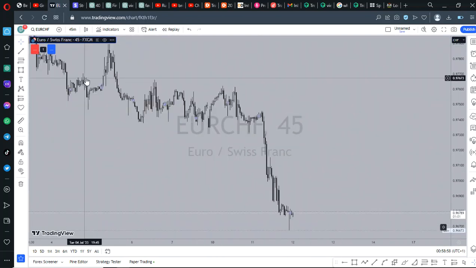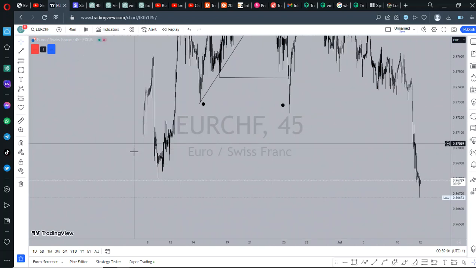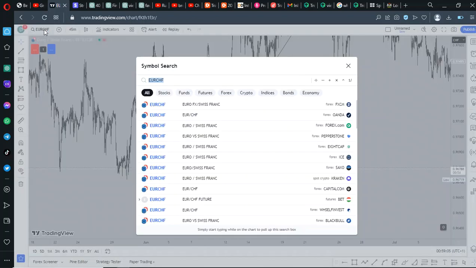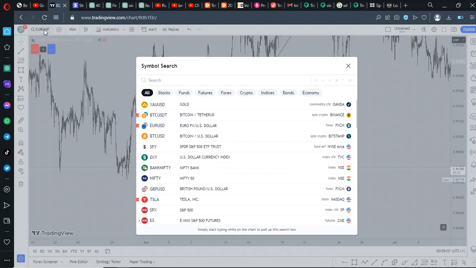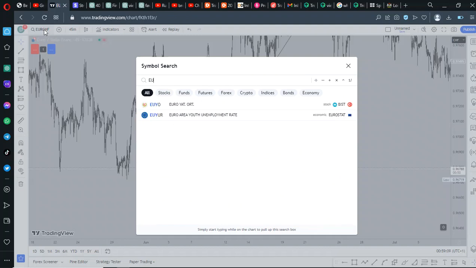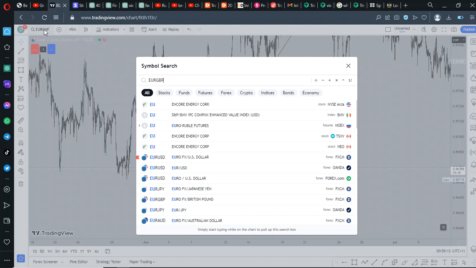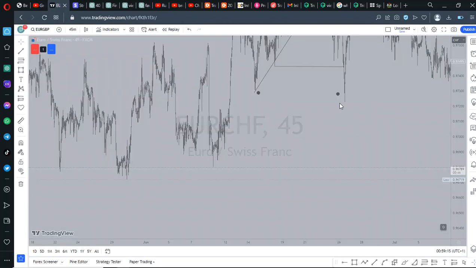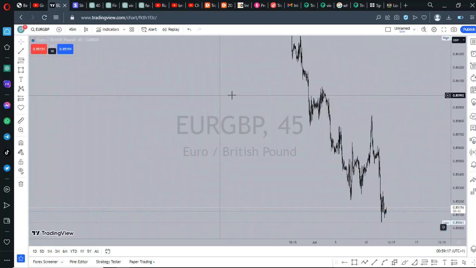Then finally we get to see it traded lower and down to the take profit, in which we are expected to see a new lower low. Next we have EURGBP. Alright, so we are now on the 45 minutes.